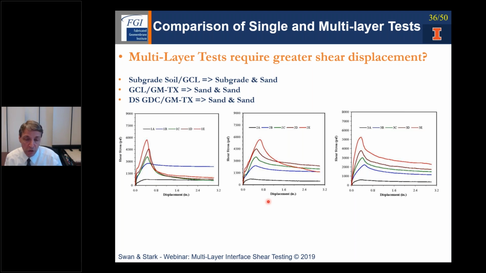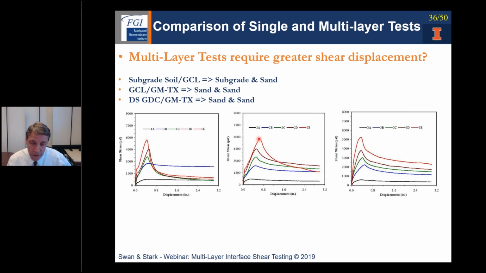So what I did was I took the results of single and multi-interface tests for this particular project. The single interface tests are shown below in these three graphs. The first one is subgrade soil to GCL, subgrade in the bottom box, sand in the top box. GCL, textured geomembrane, sand and sand in the boxes. Double-sided drainage composite and textured geomembrane, sand in the upper and lower boxes. And so with those single interface results, you get these three sets of results, from low confining pressure that I'm pointing to, to high confining pressure.